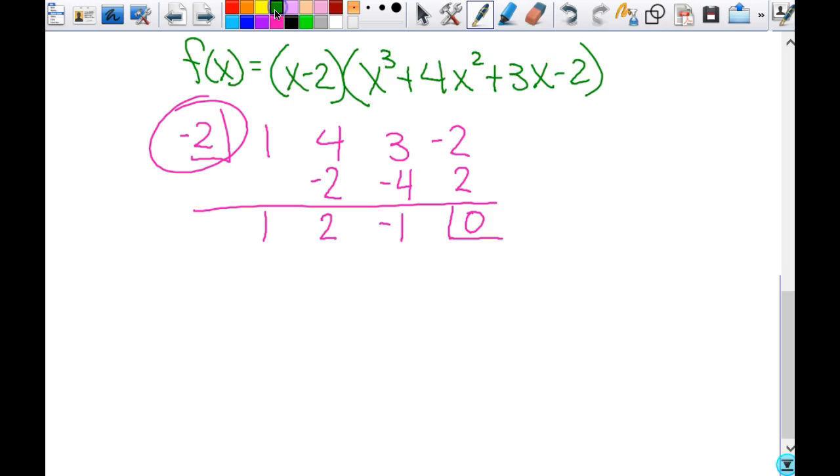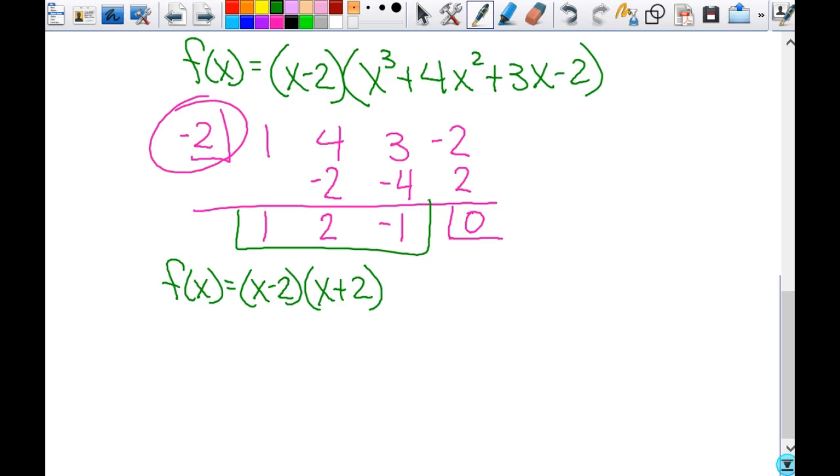So now what I have is f of x is equal to x minus 2. This gives me right here an x plus 2. And then my depressed polynomial right here, these are 2 of my x's, so that has to be an x squared. Get x squared plus 2x minus 1.